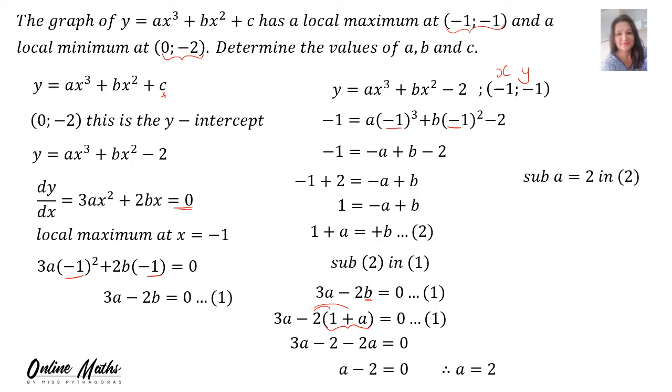Then, to find b, substitute a is equal to 2 into number 2, or 1. I chose 2. 1 plus a is equal to b. In a's place, substitute 2. 1 plus 2 is 3, and that's b's value, and we already know that c's value is -2.